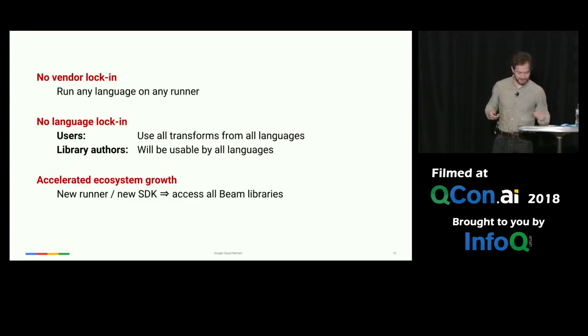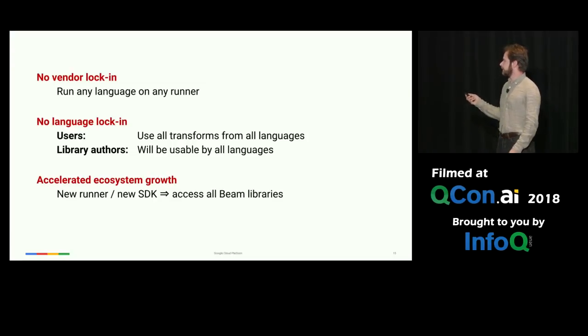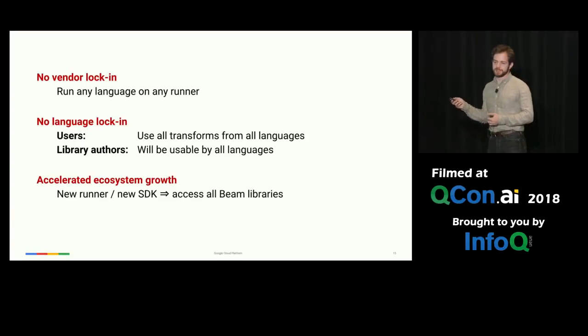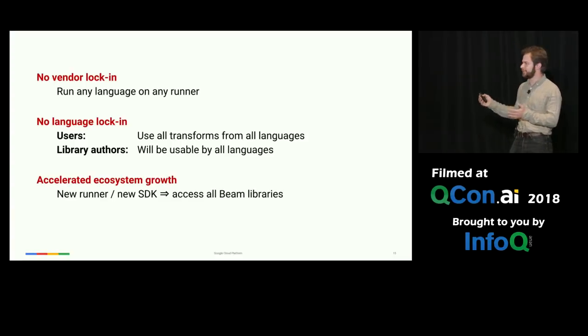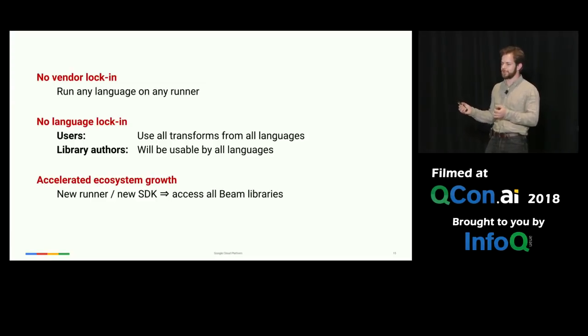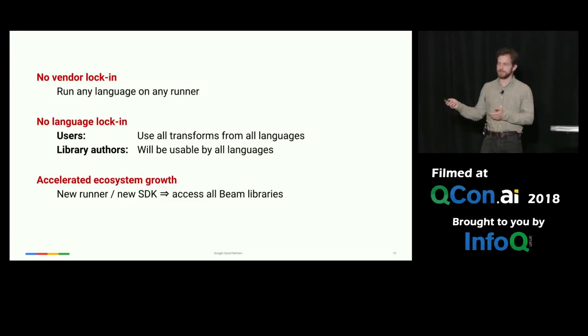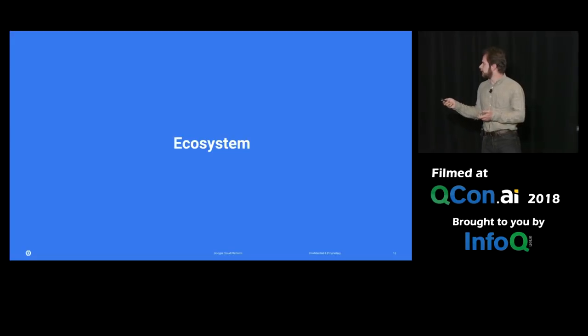One more. Okay. So there is no language lock-in, and there is no language lock-in for library authors either. And also, this gives sort of linear rather than quadratic speed of growth for combinations of runner and language. For example, adding the capability to run Go on Flink is free once you have a Flink runner and a Go SDK. So I think that is really important. That's pretty much it about portability.